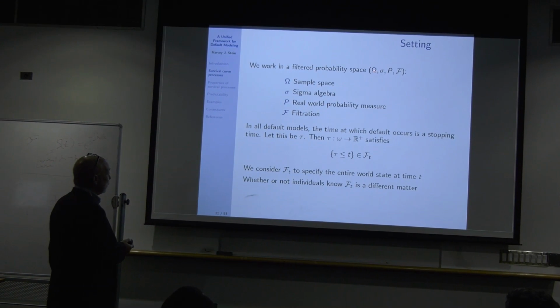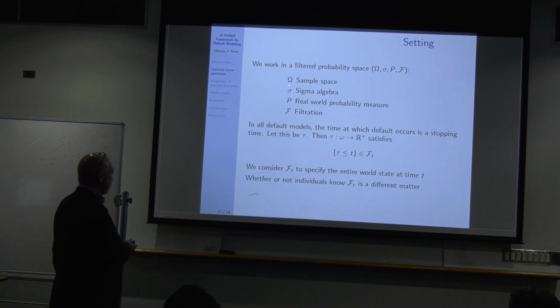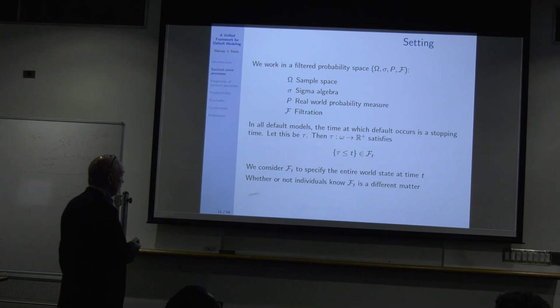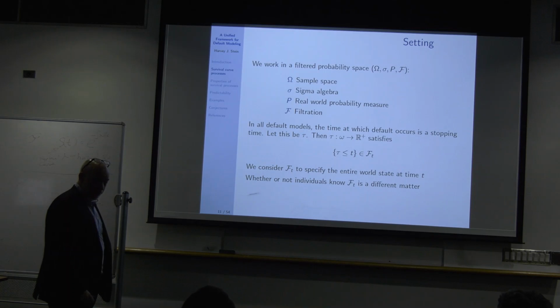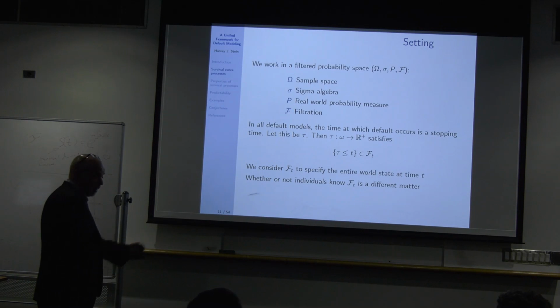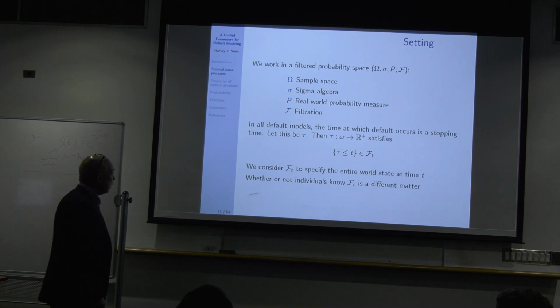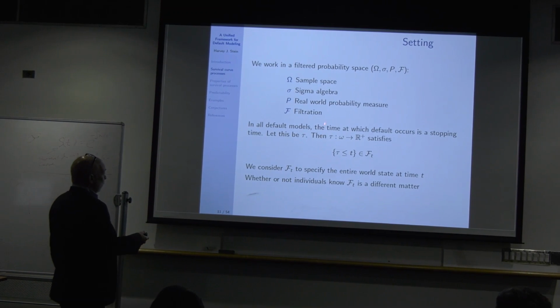Okay, so we have a filtered probability space, standard setting: you have your sample space, your sigma algebra, real world probability measure, and filtration. We're not going to even worry about risk neutral because we're not doing valuation. We just want to pin down exactly what's happening under what conditions. To some extent, we don't even really need the probability.